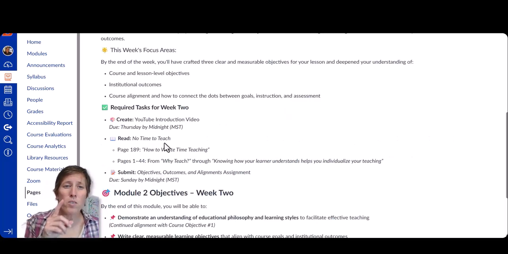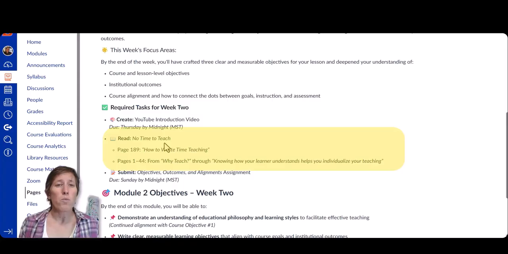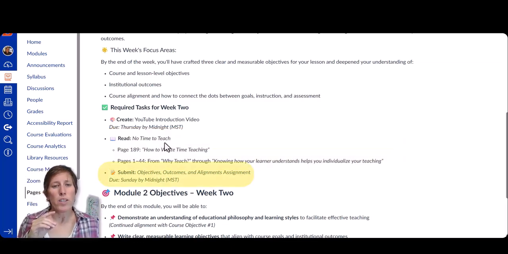So what are you required to do this week? By Thursday, you need to have created your introductory YouTube video. You also need to read. This is your first time approaching No Time to Teach, your textbook. You're going to read this one outlier, page 189, which is How to Waste Time Teaching, and also pages 1 through 44, Why teach? all the way through Knowing your learner. Finally, you will turn in an assignment that is your objectives and aligning your objectives: the Objectives, Outcomes, and Alignments assignment.